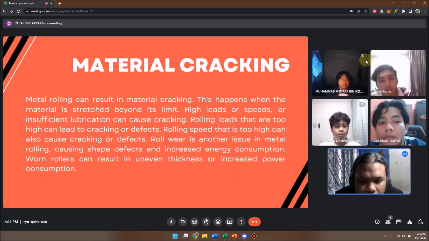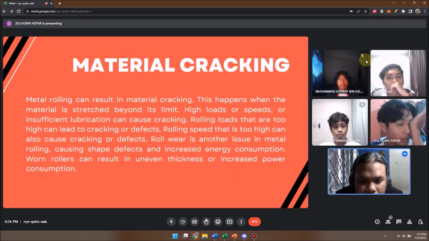This can occur due to the constant contact between the roller and the metal. Roll wear can cause shape defects and also lead to increased energy consumption.